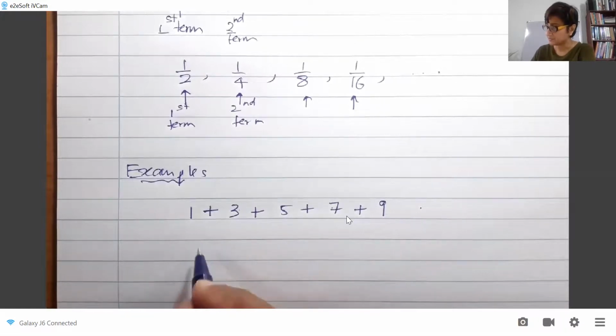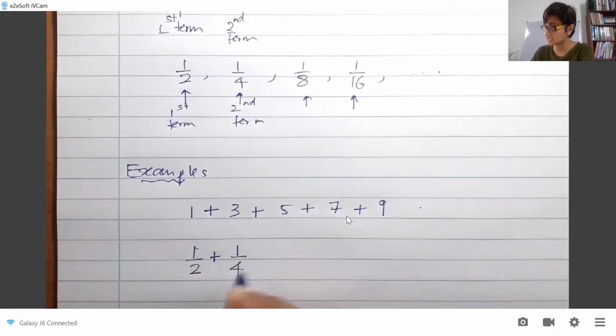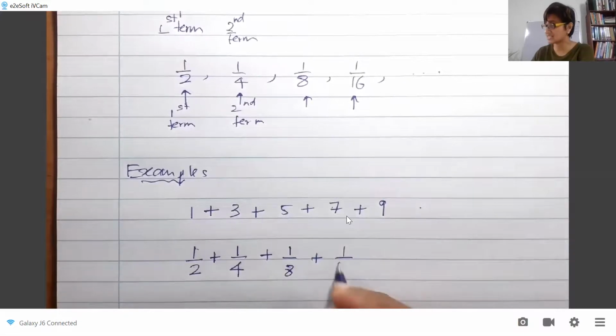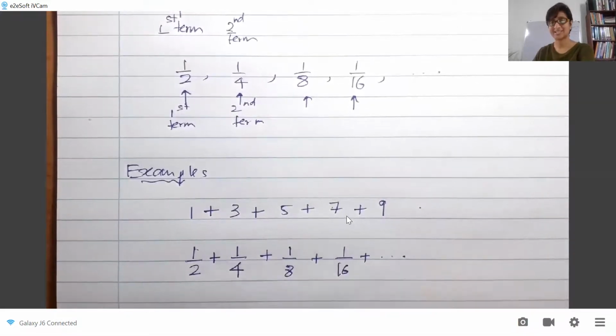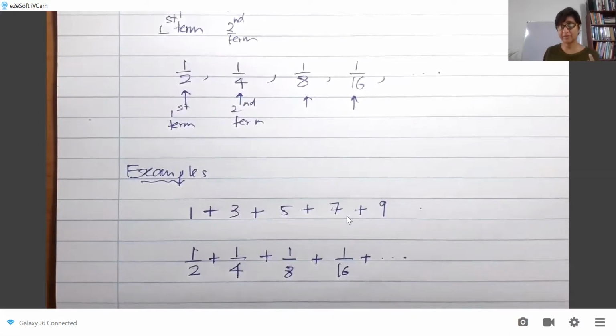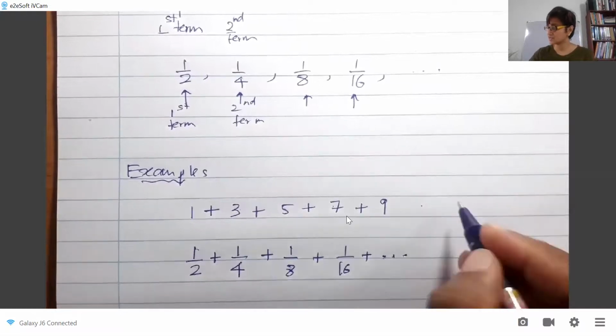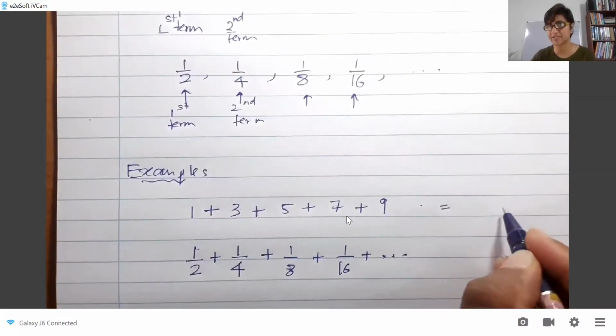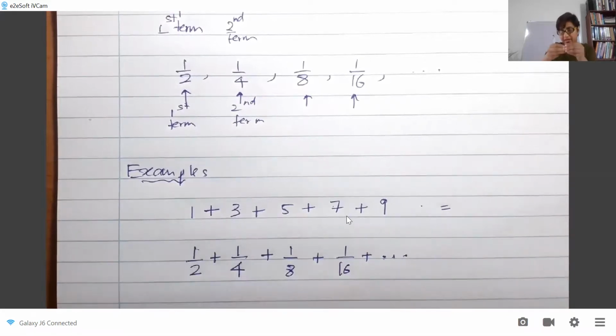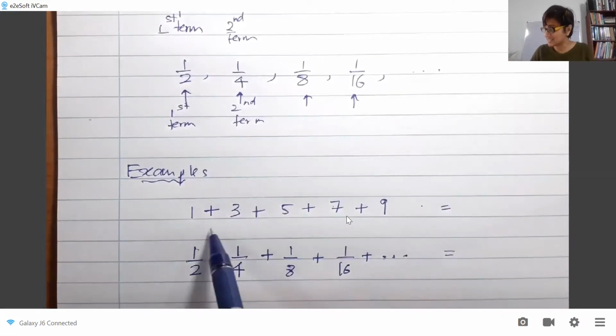Or here's another example. For the second sequence, if I do half plus quarter plus 1/8 plus 1/16 plus dot, dot, dot, that means I'm adding infinitely many terms of that sequence. I'm going to keep adding all the terms in that sequence, okay? So there would be an answer to this. That is what the series is. This is how you write it expanded, showing what you're adding, and that will yield a number. Do you think that will yield a number? Let's see later, okay?